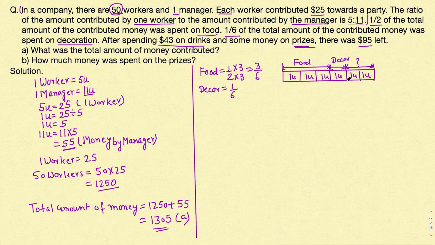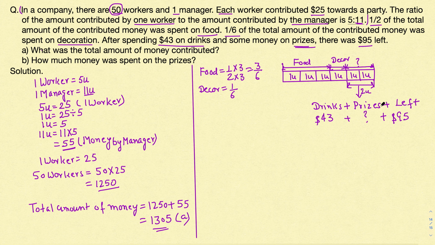Okay, so from here at least we know that these two units are spent on drinks first, then it's spent on prizes, and then some amount is still left, right? So how much was spent on drinks? They spent $43. Prizes we don't know. And how much was left? $95. Okay, $95.